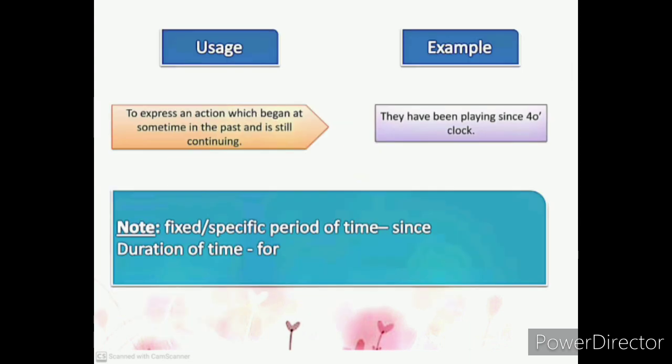Next slide is of usage. When do we use present perfect continuous tense? To express an action which began at some time in the past and is still continuing. For example, they have been playing since 4 o'clock. Now next is note. When do we use since? Since is used for starting time of an action and for is used for duration of time.